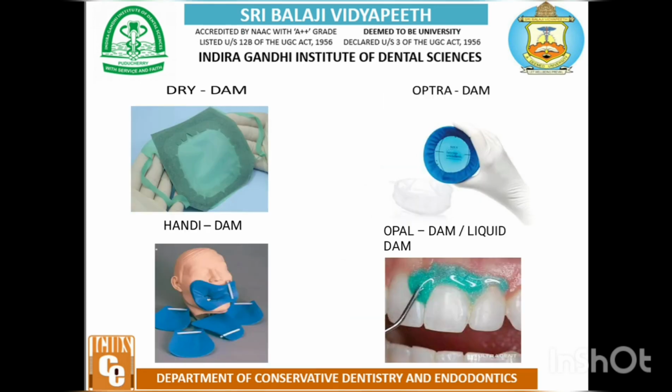Handy dam. It is a pre-framed rubber dam which eliminates the need for traditional frames. It is quick and easy to place. It allows easy access to the oral cavity during root canal treatment. Dry dam. It is an alternative type of rubber dam which does not require a frame.